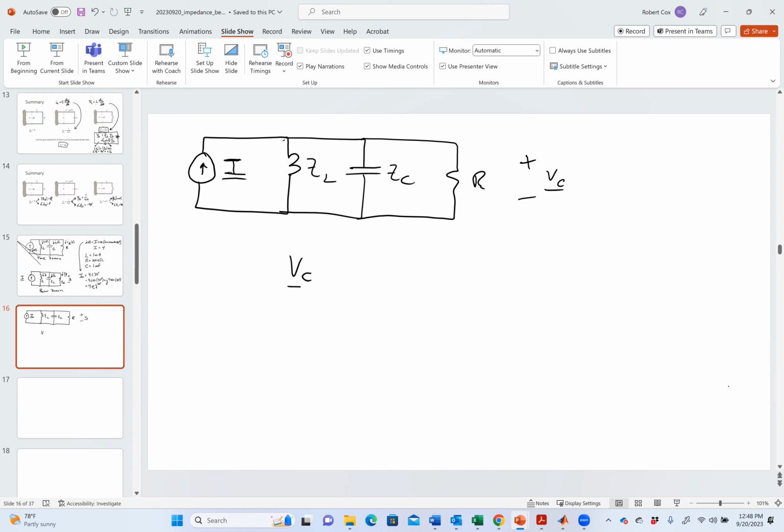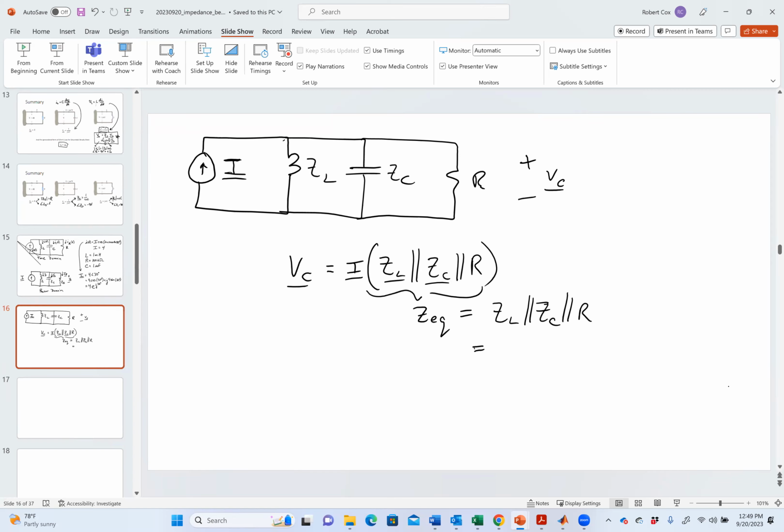I want to solve for V sub C. I can say that V sub C is equal to what times what? Well, it's I times the parallel impedance, right? So this is the way I write impedances in parallel. I say Z sub L in parallel with Z sub C in parallel with R. Okay. So this guy right here is what I would call the equivalent impedance, ZEQ. So ZEQ is ZL in parallel with ZC in parallel with R. So without substituting in these expressions, if I just thought of those as 3 resistors, what would be the formula in terms of ZL, ZC, and R for the equivalent impedance? Yeah, you got 1 over each of them, right? So 1 over Z sub L plus 1 over Z sub C plus 1 over R, like that.